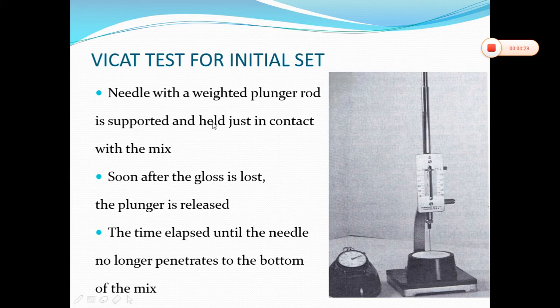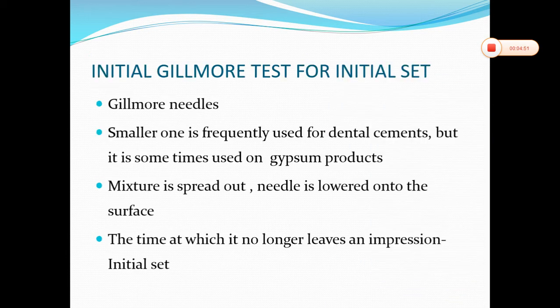The needle with weight, the plunger rod, is supported and held in contact with the mix. Soon after the gloss is lost, the plunger, the weight, is released. The time elapsed until the needle no longer penetrates to the bottom of the mix is noted. So after the initial set, the needle will not reach the bottom of the mix. And the next test is Gillmore.